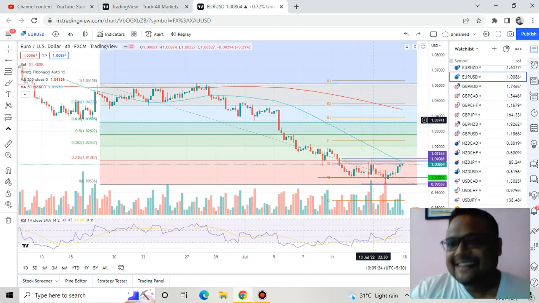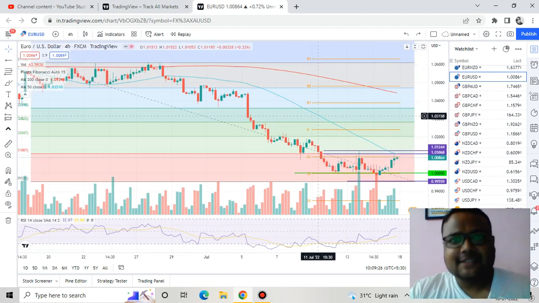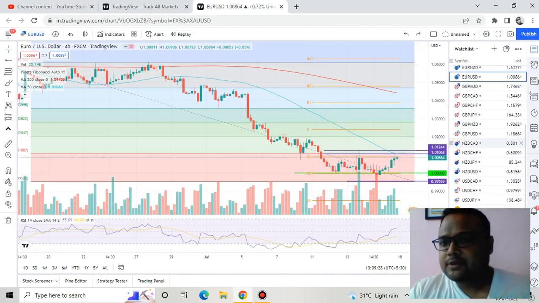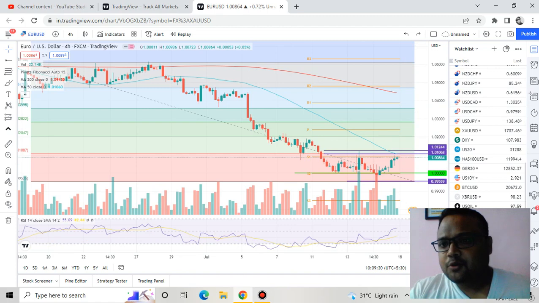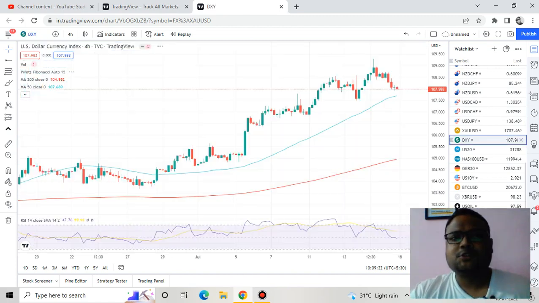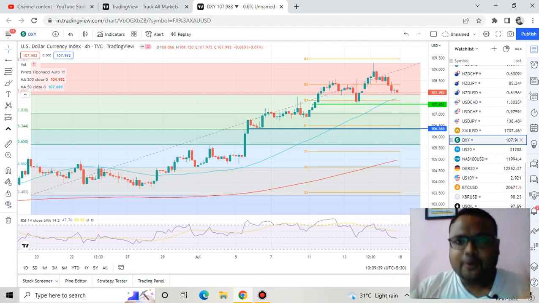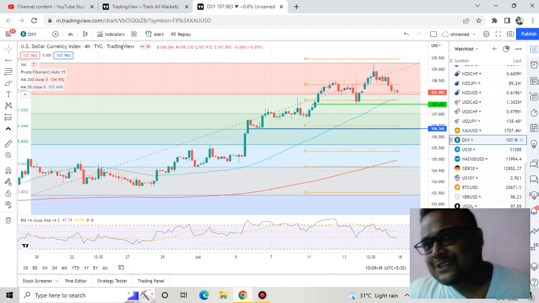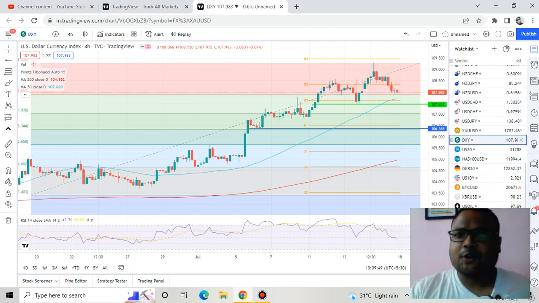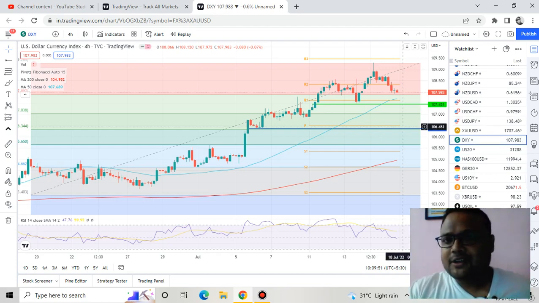As you can see, I have got many lines here on the chart. Before I proceed, I would like to take you to the chart of DXY, the US dollar currency index, because if you trade any USD pair, then you must know the important levels of DXY very well, especially right now, as DXY is playing a huge role in the market. The dollar is flying.